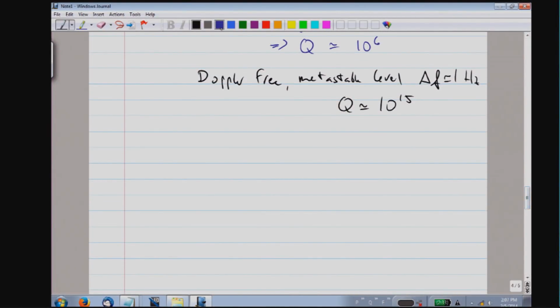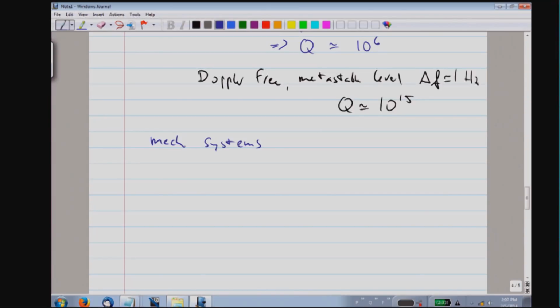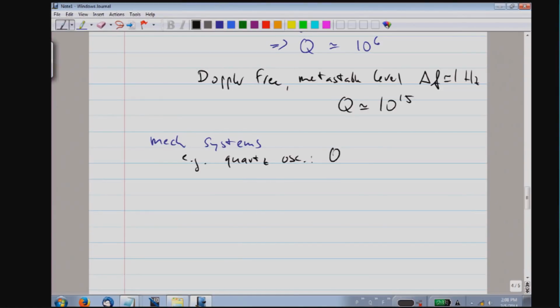Well, it's clear why clocks have gone atomic. Mechanical systems are actually not bad, but of course not nearly as good. If you take a quartz oscillator, well, you can build pretty good clocks out of quartz oscillators. You have quality factors which vary between a few thousands and a million. The best values are reached at low temperature.